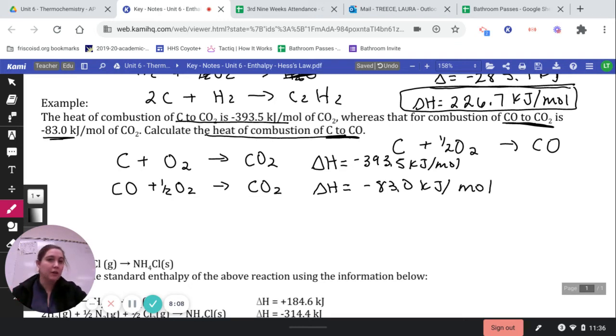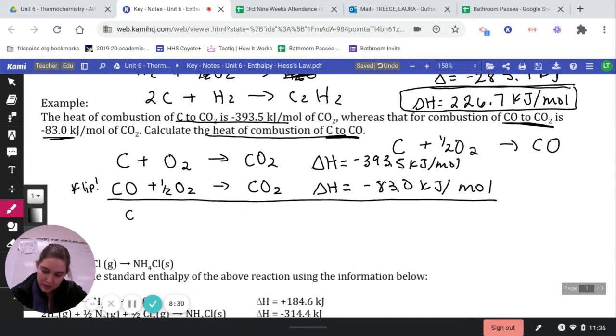Okay, so now we need to figure out how we're going to manipulate these equations to get what we want. We want CO as a product, so that means we definitely need to flip this reaction. Other than that, I don't see anything else we need to do. So let's flip that reaction and see what we've got. C plus O2 yields CO2, delta H is negative 393.5 kilojoules per mole.